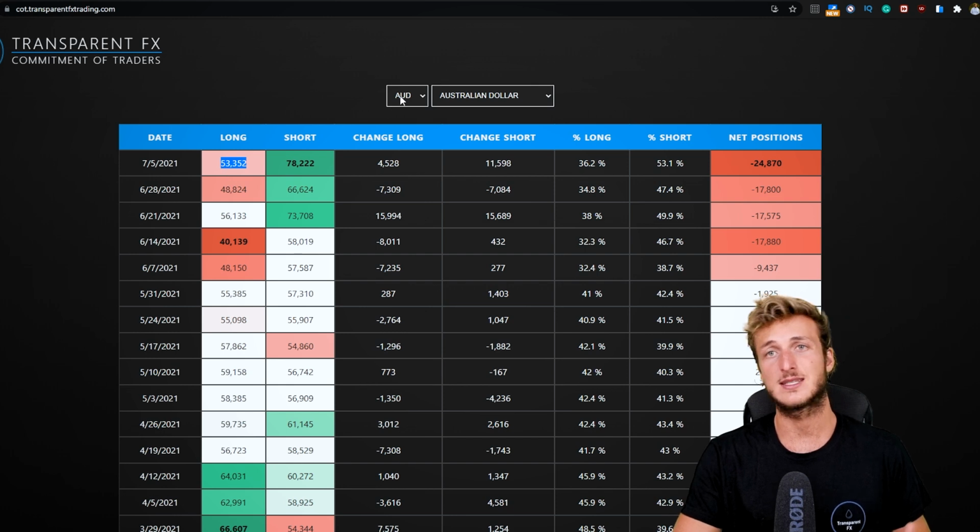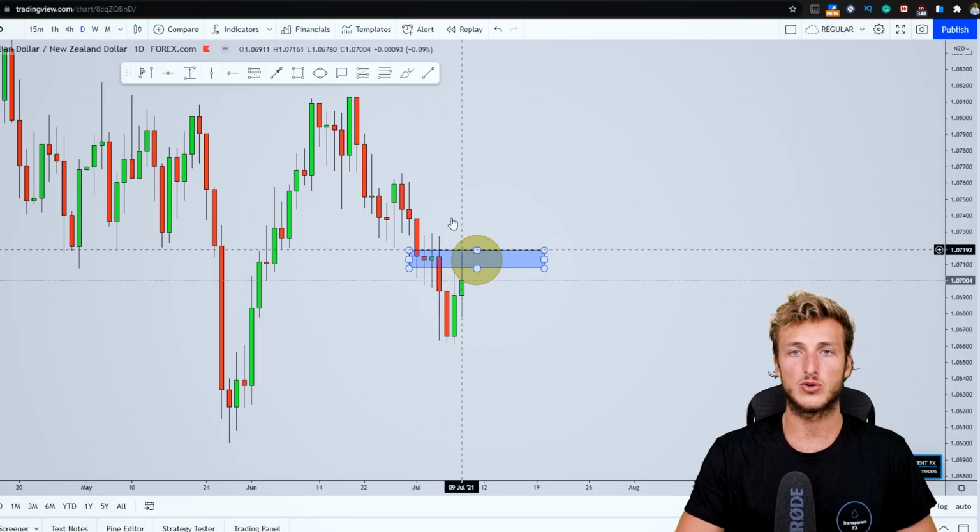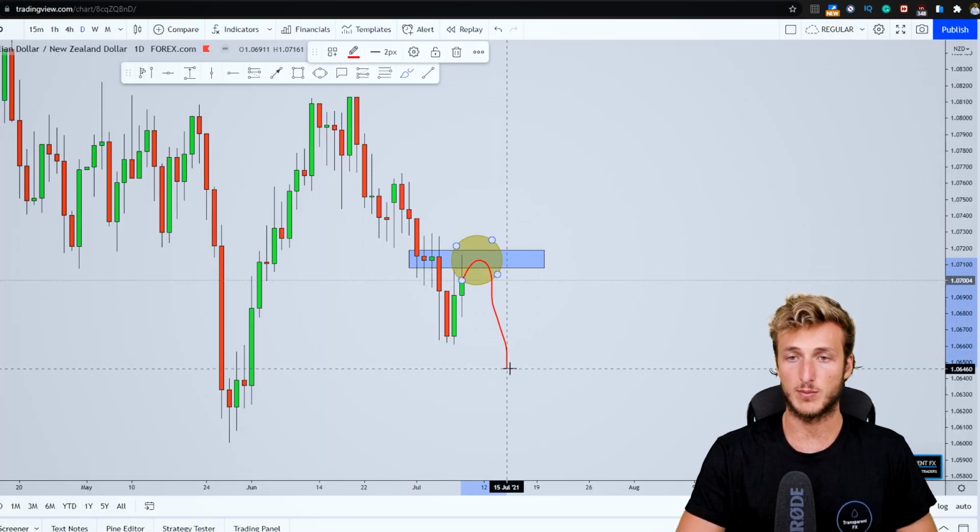So the AUD is getting extremely weak. And the NZD is definitely not getting weaker than the AUD. More or less, net positions are remaining the same. We do see some decrease here, but nothing massive. In fact, we don't see a lot of shorts getting opened. So definitely the AUD is getting way weaker than the NZD. So more continuation to the downside here is definitely possible.